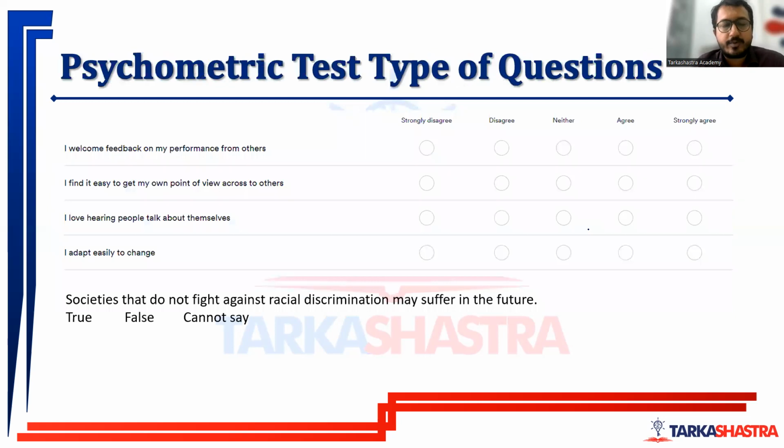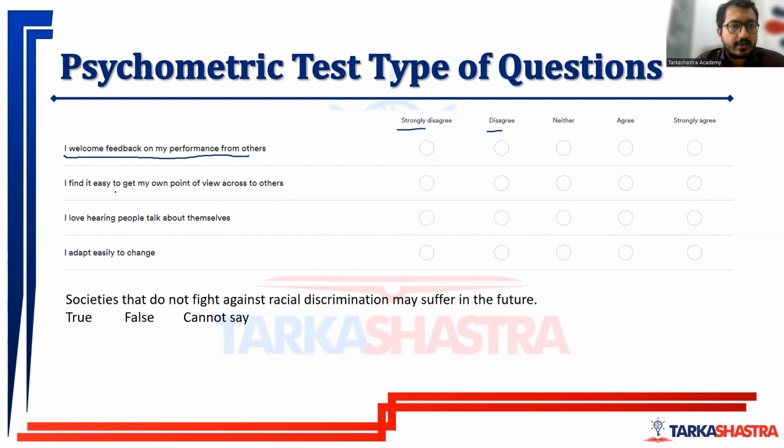Now, what is a psychometric test? These are the types of questions that are asked in the psychometric test. Things like, I welcome feedback on my performance from others. So you choose strongly disagree, disagree, neither agree nor disagree, agree or strongly agree. Now, in these types of questions, they are trying to gauge your personality. They are trying to gauge your emotional quotient.